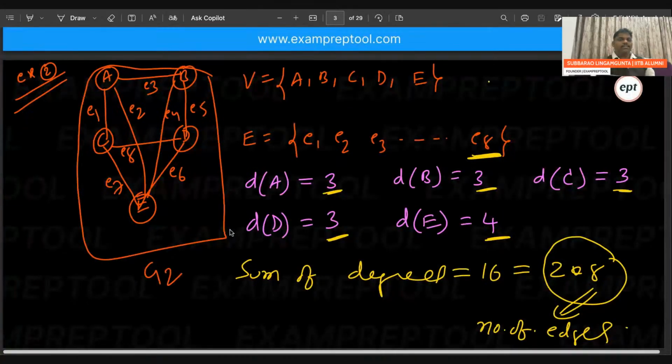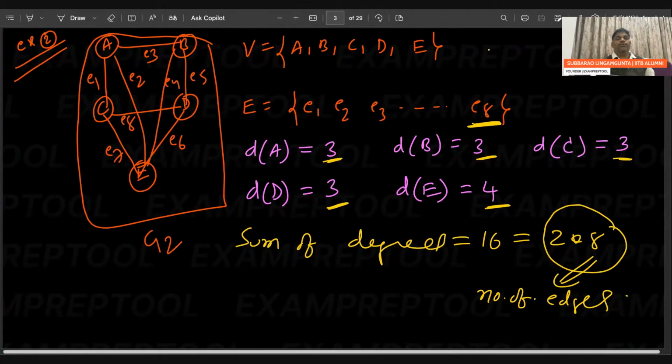I gave one more example, example 2. In this graph, if you observe, 5 vertices are there, A to E. There are 8 edges, E1 to E8. Degree of A is 3, degree of B is 3, degree of C is 3, degree of D is 3, and degree of E is 4.